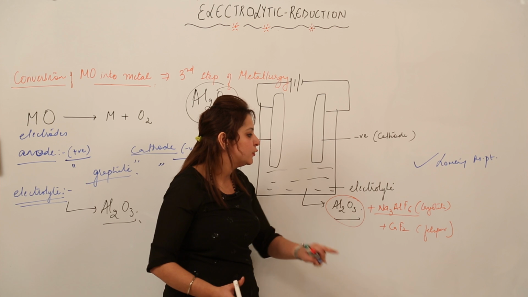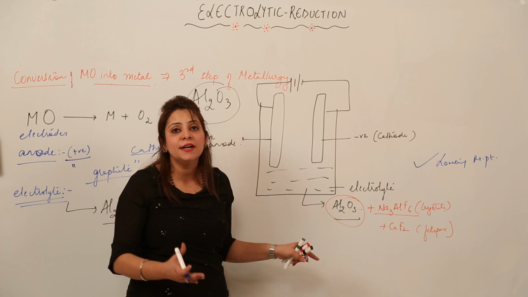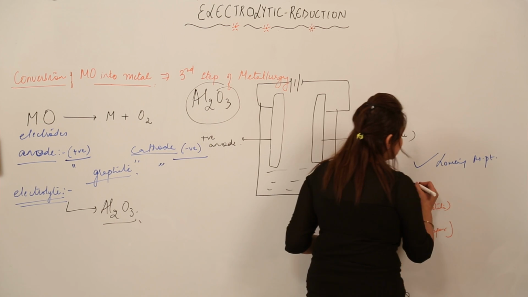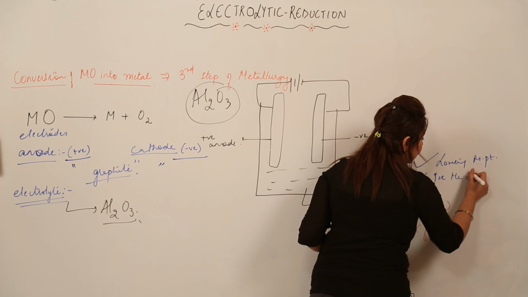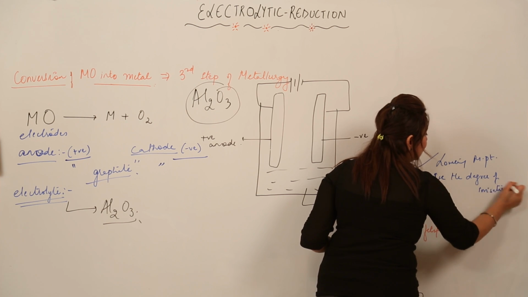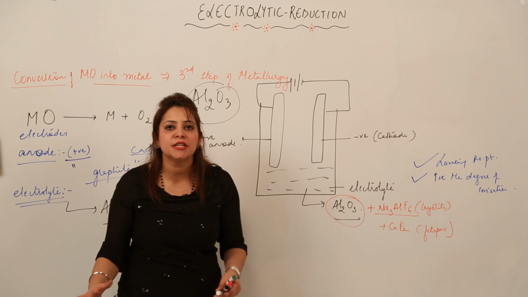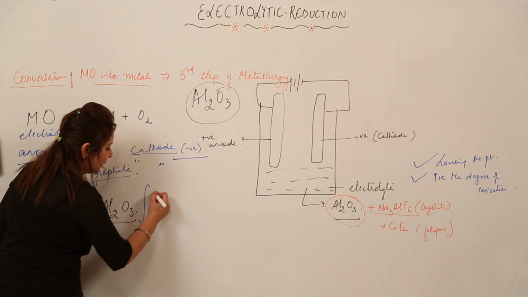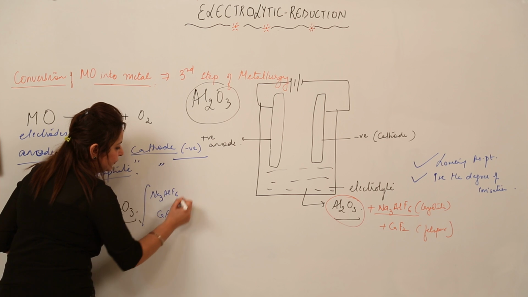So this is what I told you: when we add any substance into an electrolyte, it serves two main functions. One is to lower the melting point of the electrolyte, and the second is to increase the degree of ionization. That means when we pass electricity, it gets completely dissociated into ions. So this is what we have. Again I am writing here that we are adding the cryolite and we are adding the feldspar.